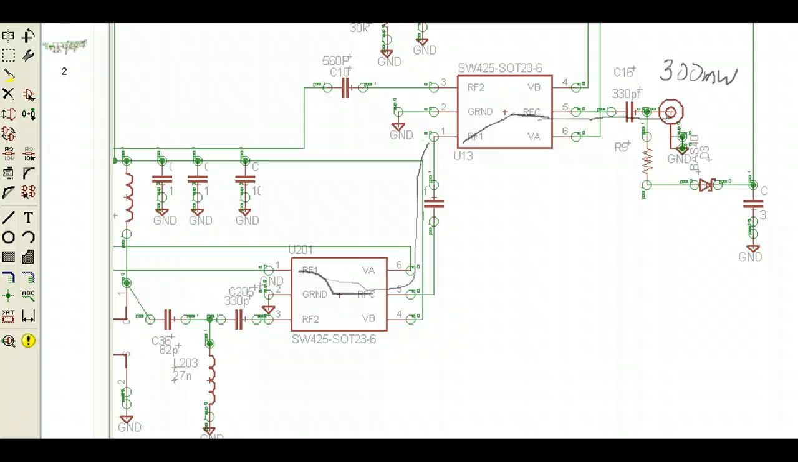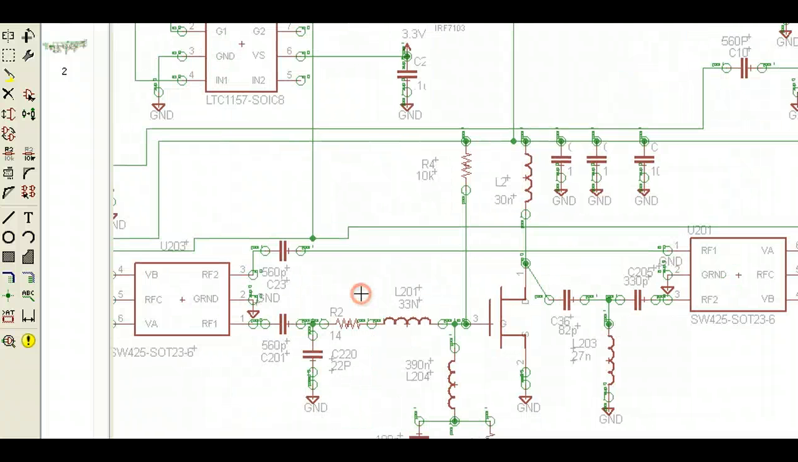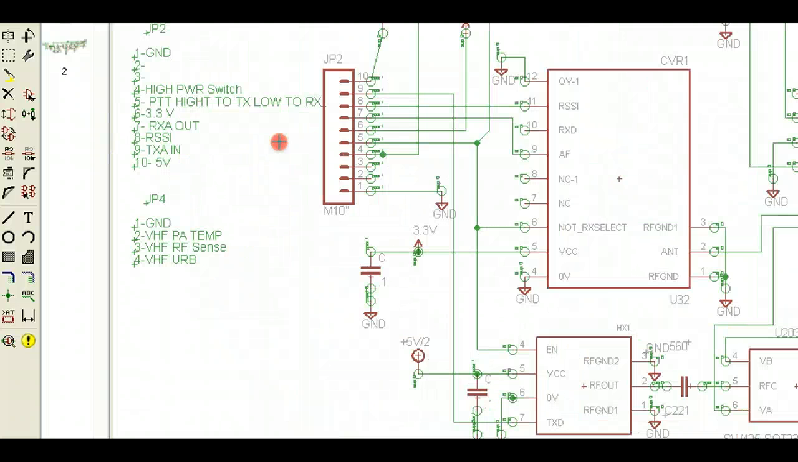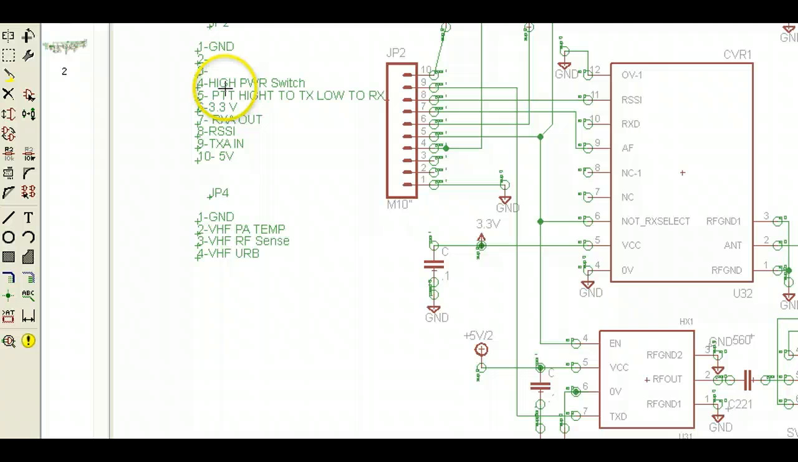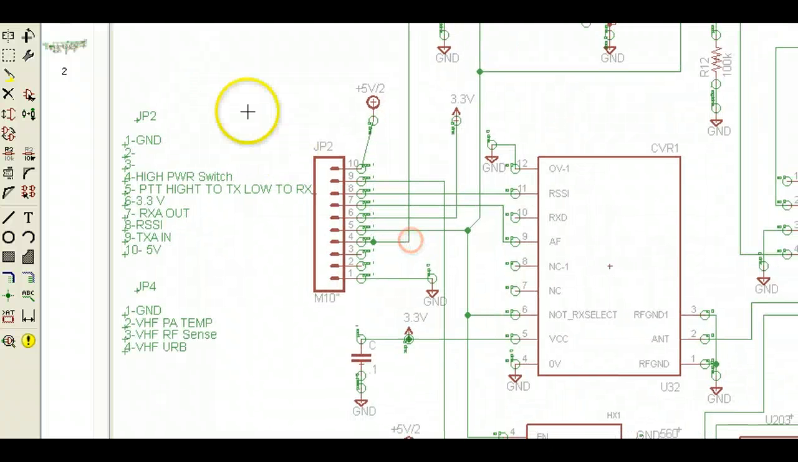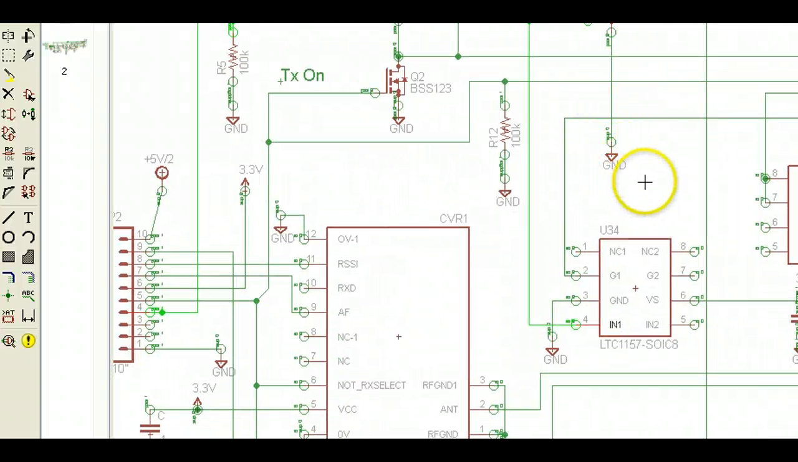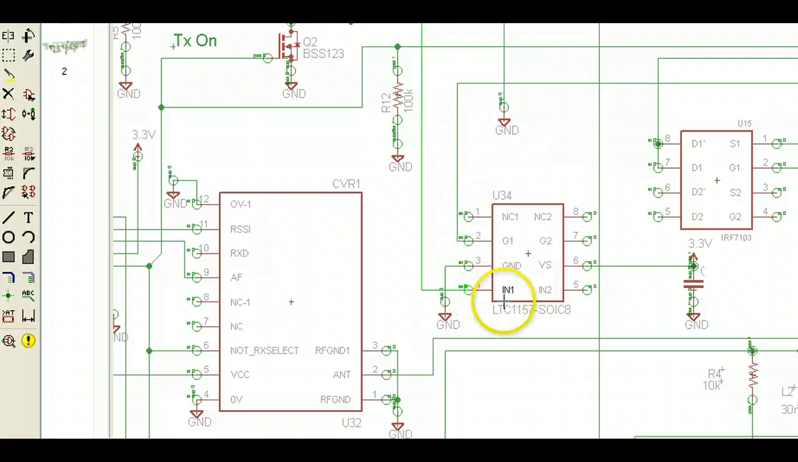Let's go get one more control signal. That control signal turns on the high power amplifier, and that's over here: the high power switch, pin 4 right here. That's this guy right here, and we can follow it out. Maybe we can see some of these colors. That's a pretty minor change. What that does is that it comes into this chip here, which is a high side driver. So this comes in as 3 volts here into input 1.